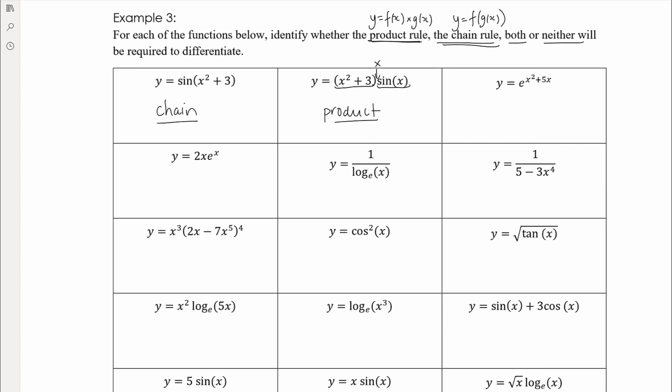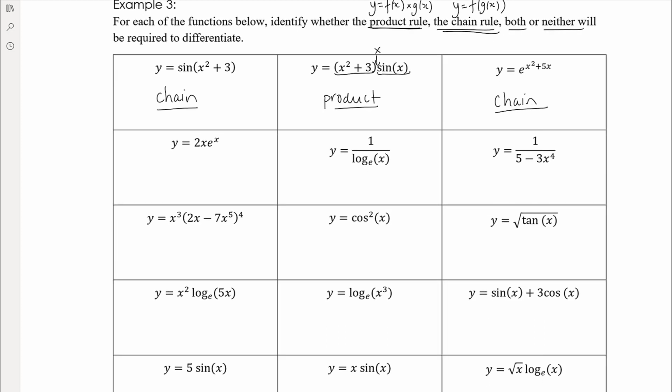Okay, the third one, top right box, we've got e to the power of x squared plus 5x. So again, that's a composite function. You've substituted the quadratic function, x squared plus 5x, into the exponential function, e to the power of x. So composite functions require chain rule. Okay, part E, we've got 2x e to the x. So again, you've got a linear function, 2x, being multiplied by an exponential function. So that is going to require product.